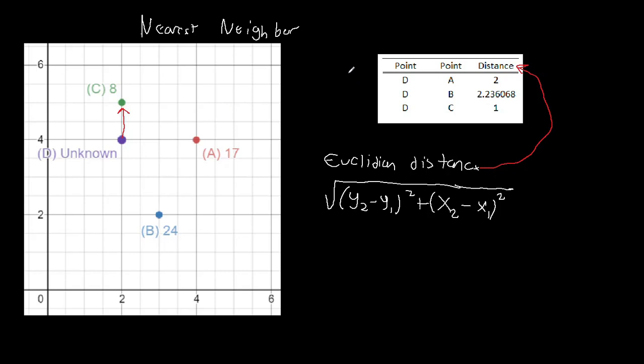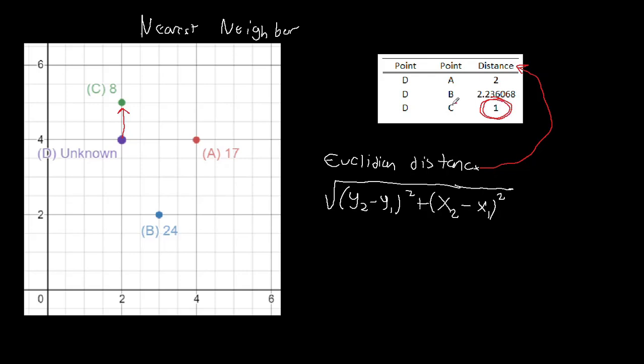But let's talk about how we would figure that out mathematically. We would calculate the distance between our unknown point and every point in the data set, and then look to see which one is lowest. A to D has a distance of 2. B to D has a distance of 2.23, which is even greater than the distance to A. And DC has a distance of 1. So this 1 right here is the lowest distance that we have.